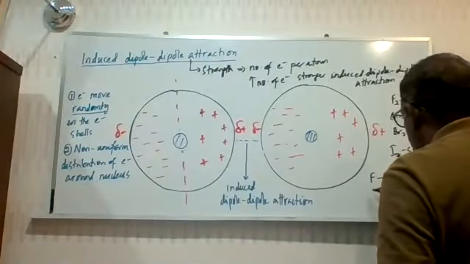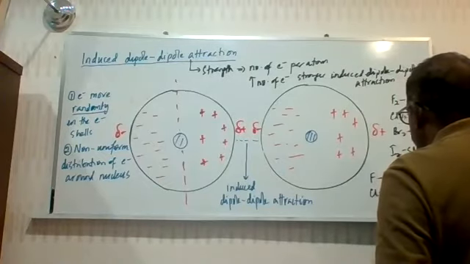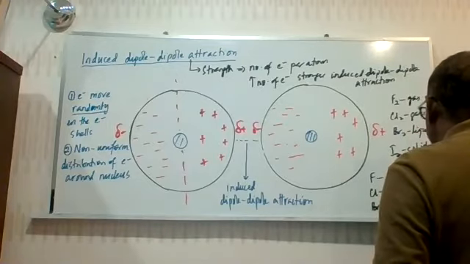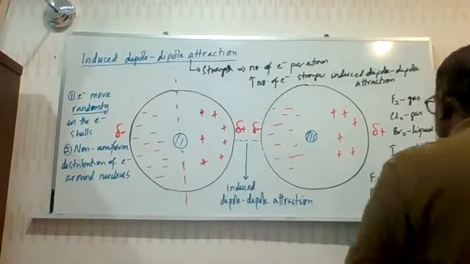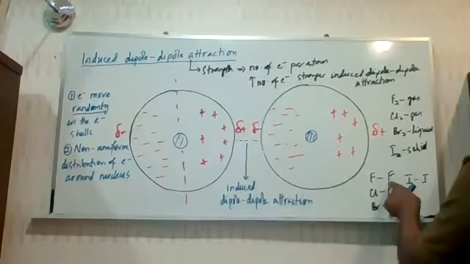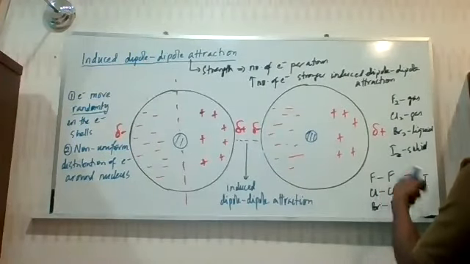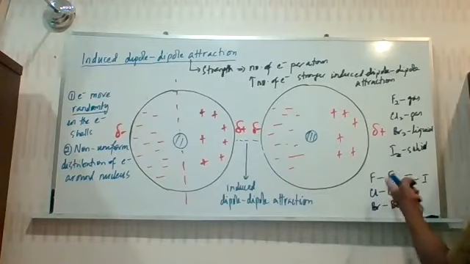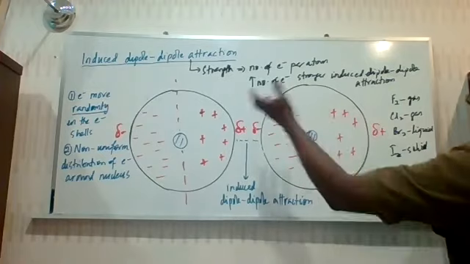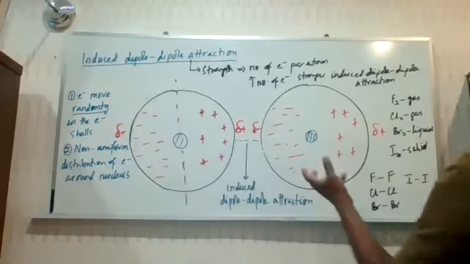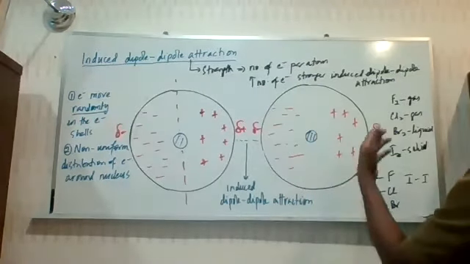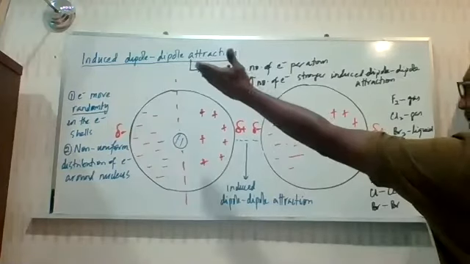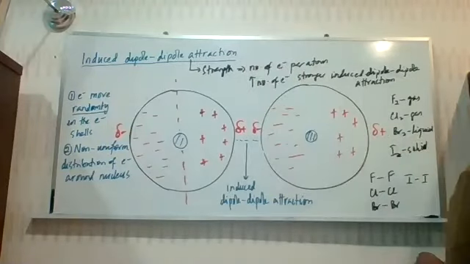Fluorine, chlorine, bromine, and iodine: the electronegativity of both atoms in each molecule is the same. So there's no permanent dipole. There's no delta positive or delta negative at the initial part of it. Then how do you have what we call the intermolecular forces? How do you have the van der Waals forces? That's where you attribute this to induced dipole-dipole attraction.